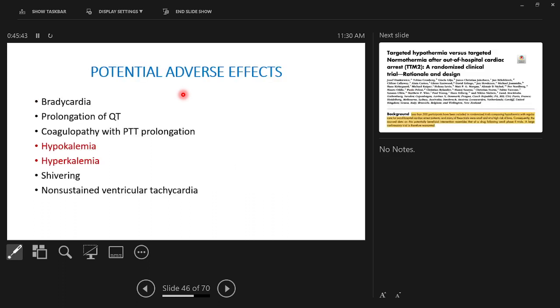Then what are the potential adverse effects of TTM? It may cause bradycardia, it may cause prolongation of QT because of hypothermia, and it may cause coagulopathy. These three side effects mostly occur due to hypothermia if you are taking the temperature around 32 degrees Celsius. Then hypokalemia and hyperkalemia both can occur. Hypokalemia mostly occurs during the cooling phase. Then shivering can occur, and in very rare cases, there can be nonsustained ventricular tachycardia. This can occur due to prolonged hypothermia.